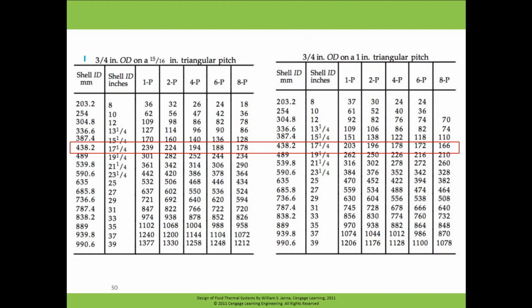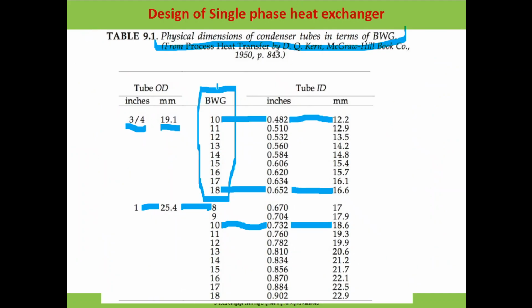Okay, so this is further the same table. This one is for 3 by 4 inch and 5 by 16 inch triangular pitch, and this is 3 by 4 inch and this is 1 inch triangular pitch distribution. So this is about the shell diameter and tube diameters. As for the inner diameter of the tube, because here only the outer diameter is given, we need to go back to the BWG table to find the inner diameter of the tube corresponding to the outer diameter. The outer diameter is 3 by 4 or 1 inch.